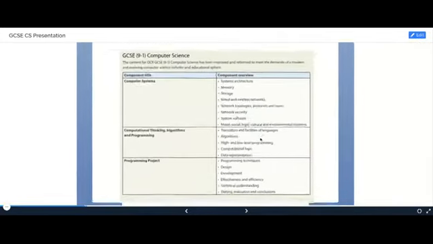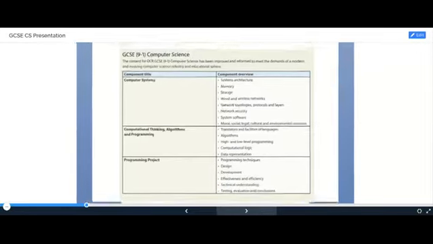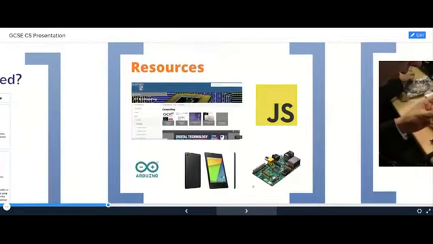So what will you study? Essentially, within the course, there are three elements. Computer systems looks at everything from systems architecture, hardware and networks, to the moral, social, legal, and ethical concerns of computer systems. Then there is a computational thinking, algorithms and programming module where you'll develop your understanding of algorithms, programming and problem solving. And finally, there is a programming project where you have the opportunity to be creative and develop your own solution to a problem.